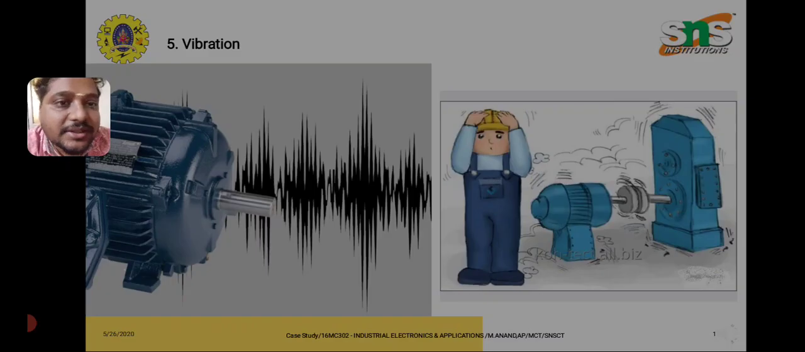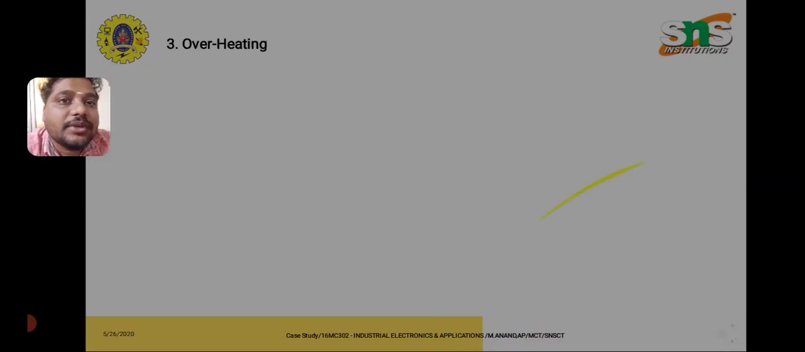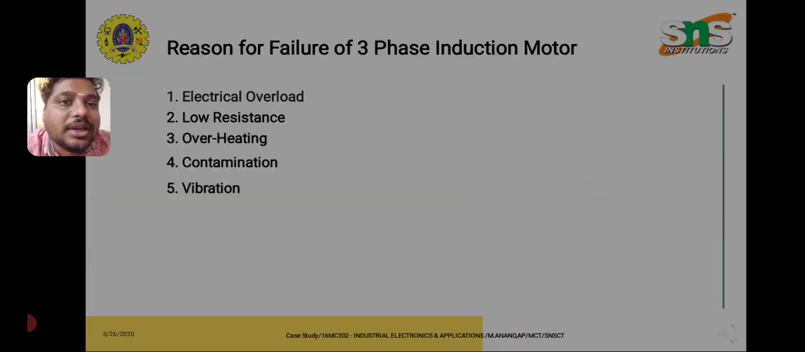During magnetization and demagnetization, it will create some noise. That continuous noise creates vibration during running condition. The continuous vibration will cause failure of the motor. So these are the major 5 reasons for failure of an induction motor. The first one is electrical overload, the second is low resistance, then overheating, then contamination, and the last one is vibration.